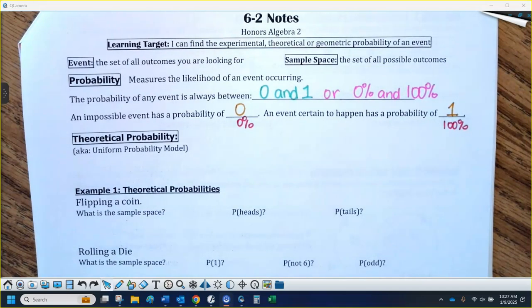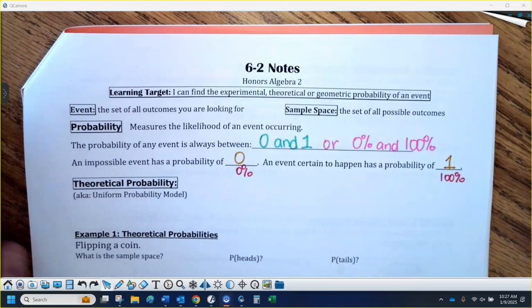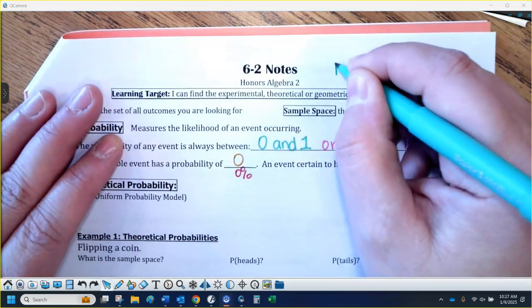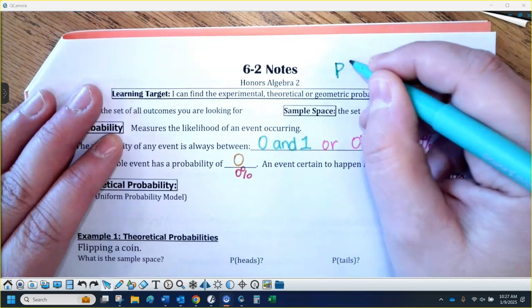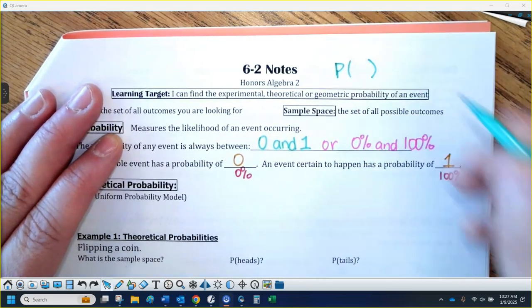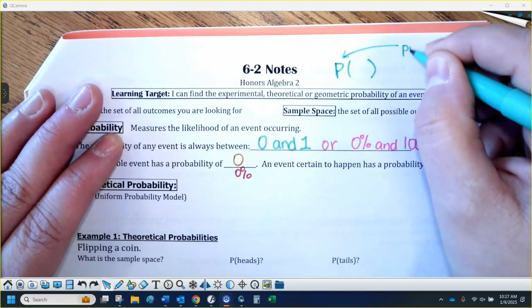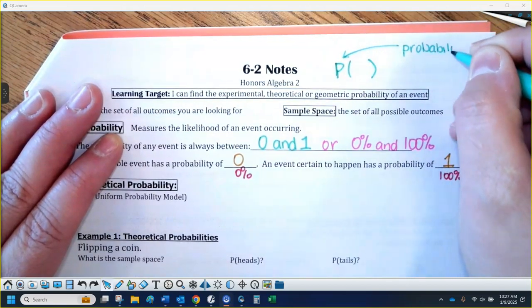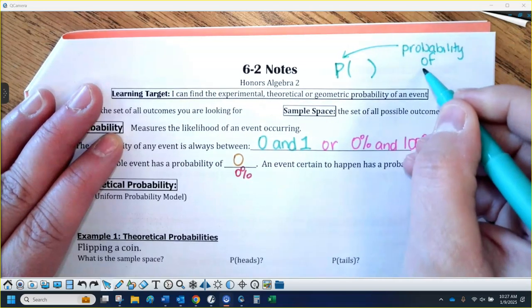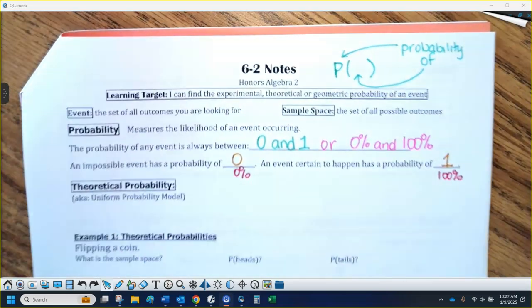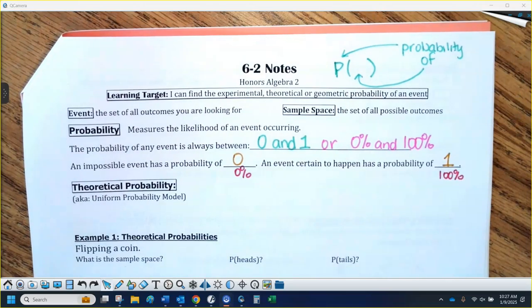All right, just before we move on, I'm going to go to the top of the page real quick. If you see the notation of a capital P and then a parenthesis, the P stands for probability of, and whatever is inside the parentheses is the event you want to happen. A lot of the notation looks like this. So you'll see that as we go down the page.